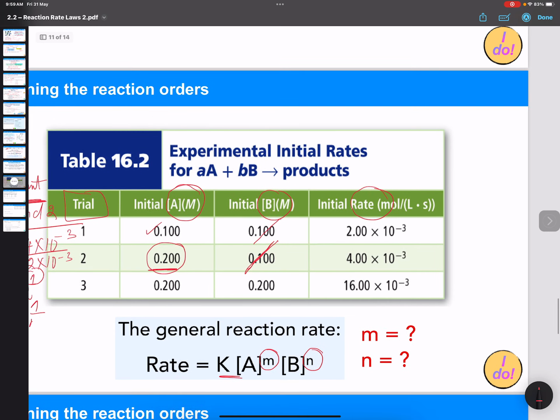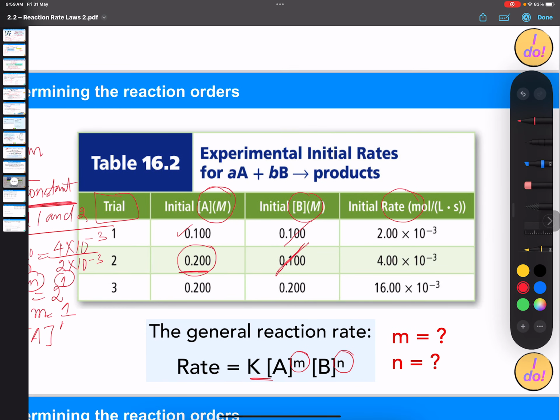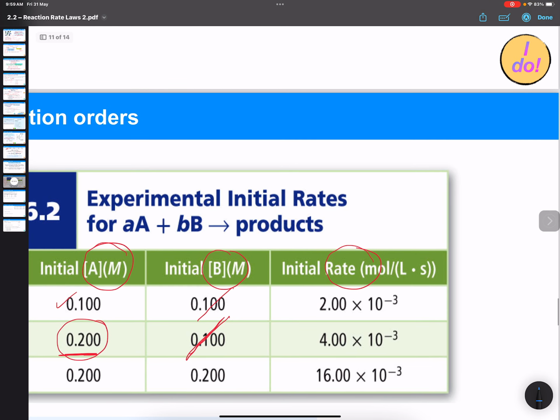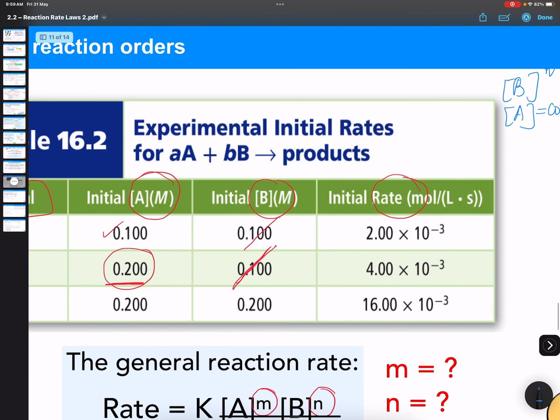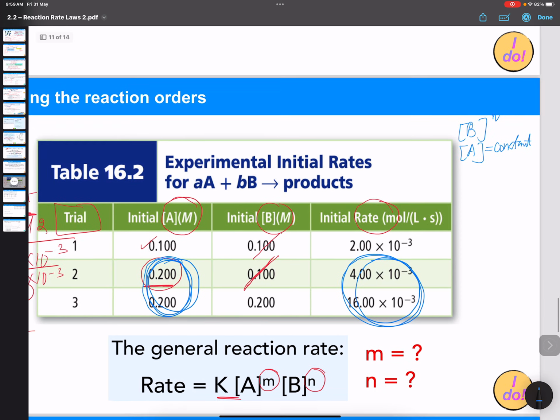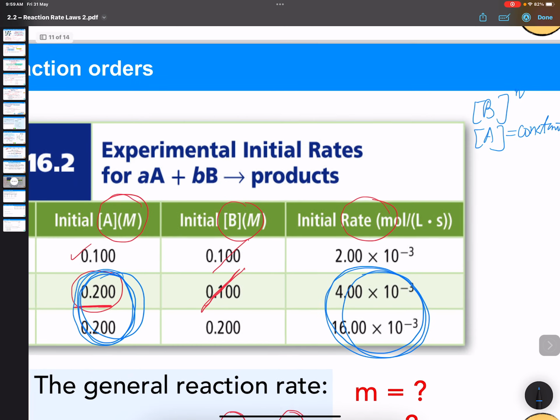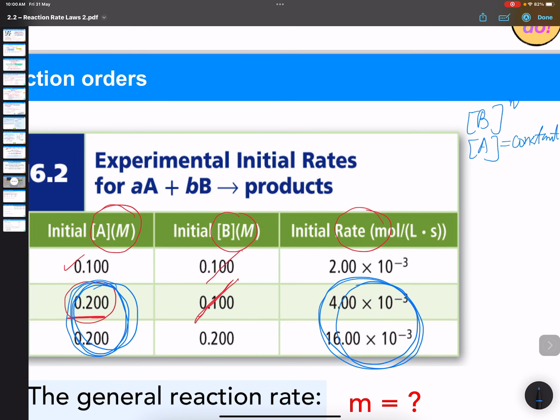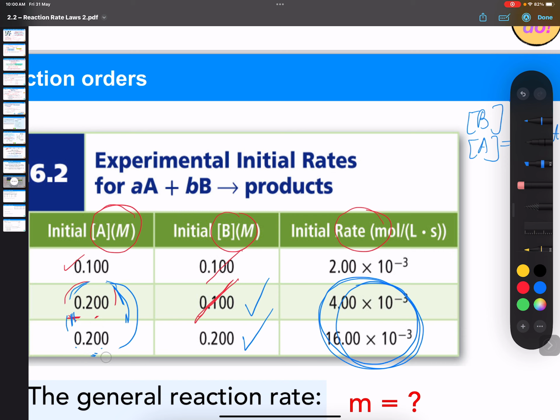Then similarly, you have to find it for B. Let me change the color of my pen. For B, we have to keep A constant. So choose the trials carefully. A is constant in trials 2 and 3, so I'll consider these two trials. I'm just making it a bit evident so that I don't make a mistake. So you have to consider this and this. Sorry, I circled the wrong thing. So I'll consider these two trials.